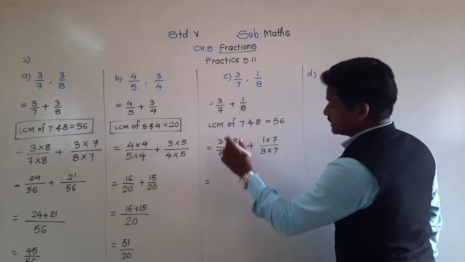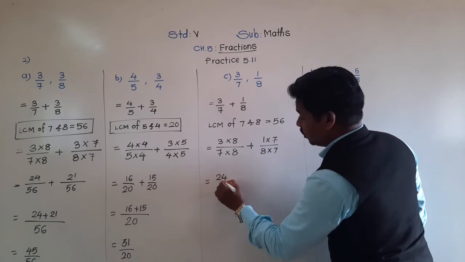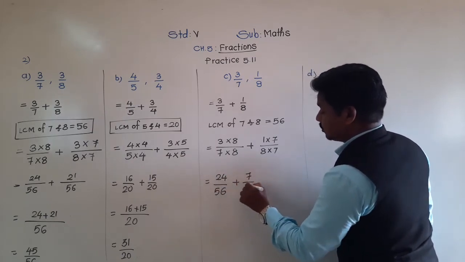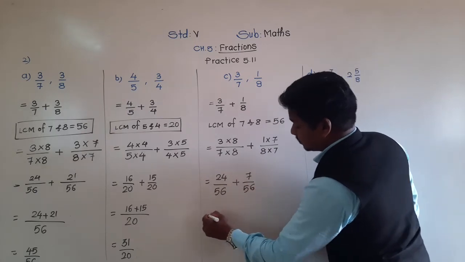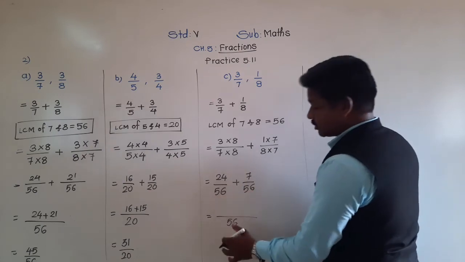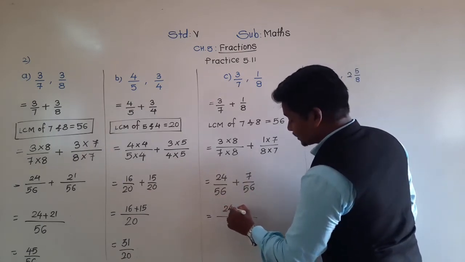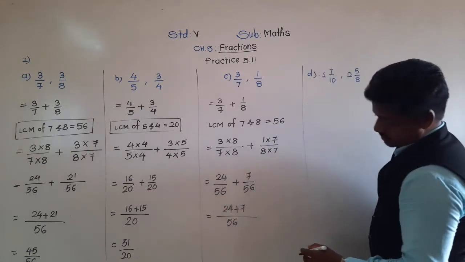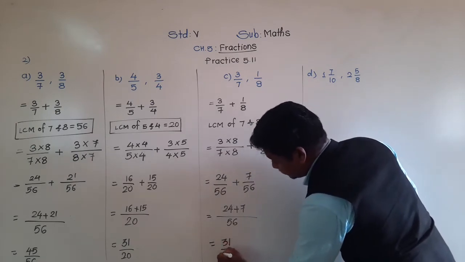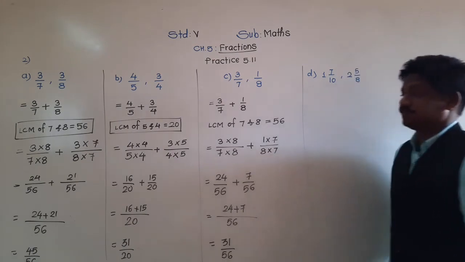So now see 8 threes are 24 upon 56 plus 7 upon 56. So 56 common, denominator is same, take it common, add only numerators. 24 plus 7. 31 upon 56. Okay.